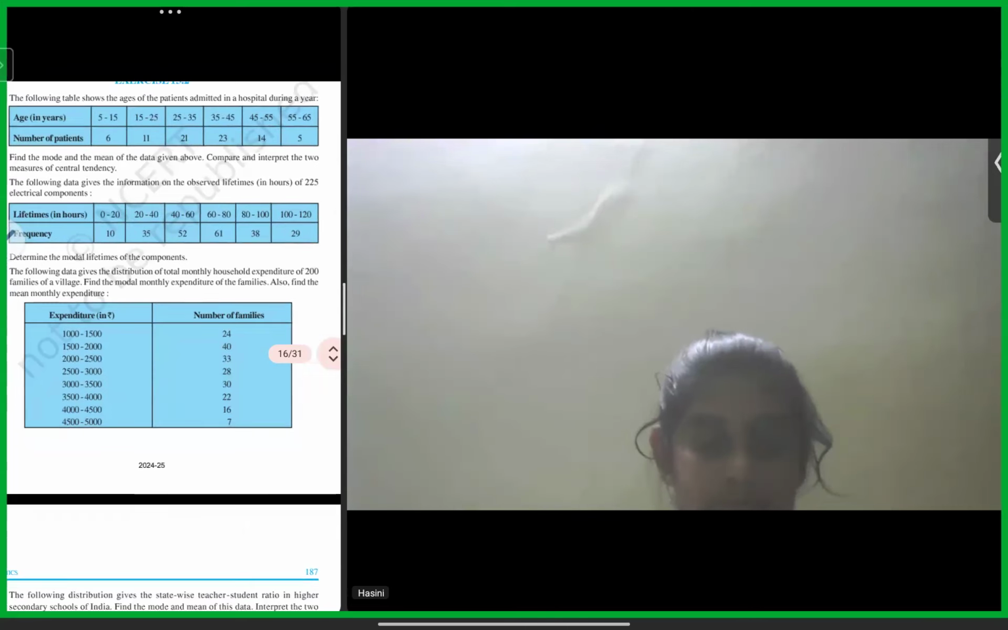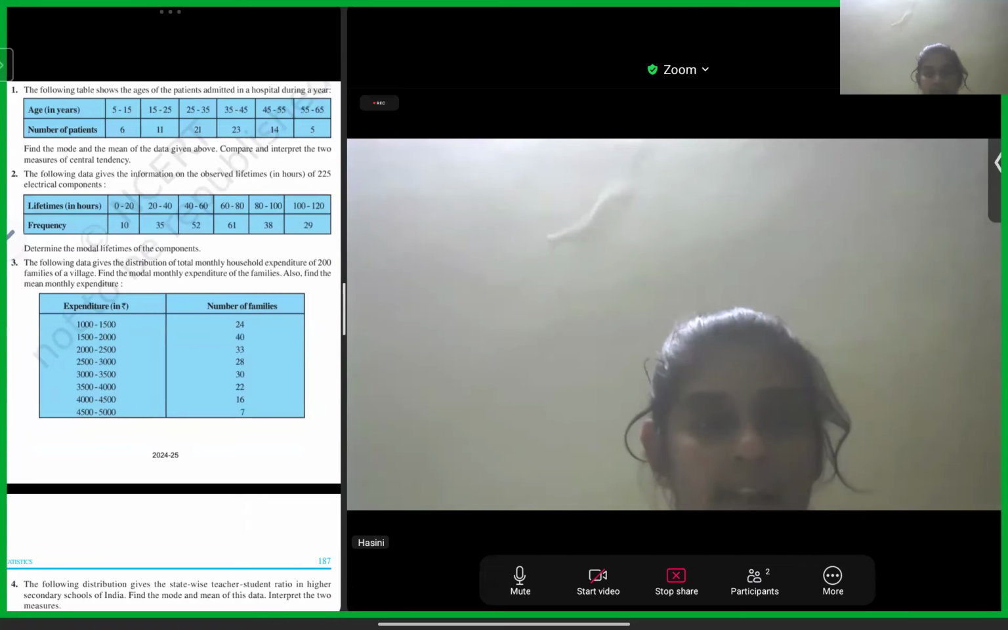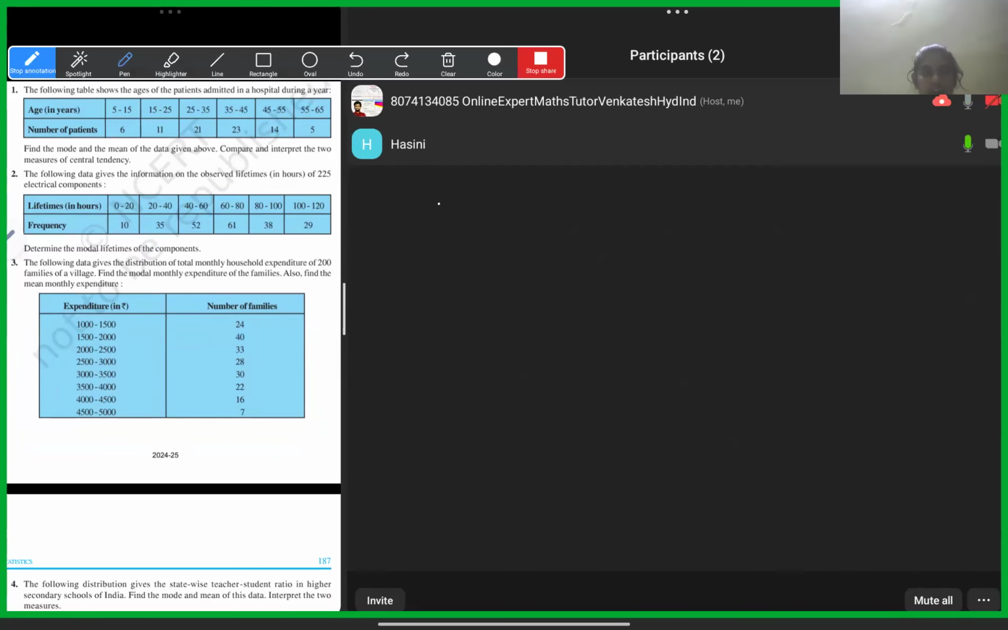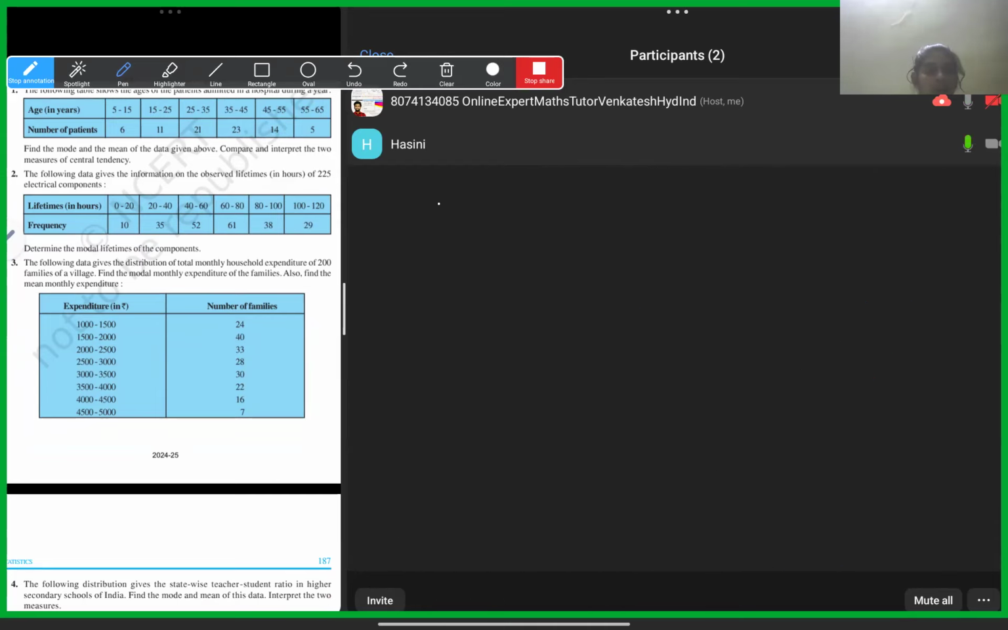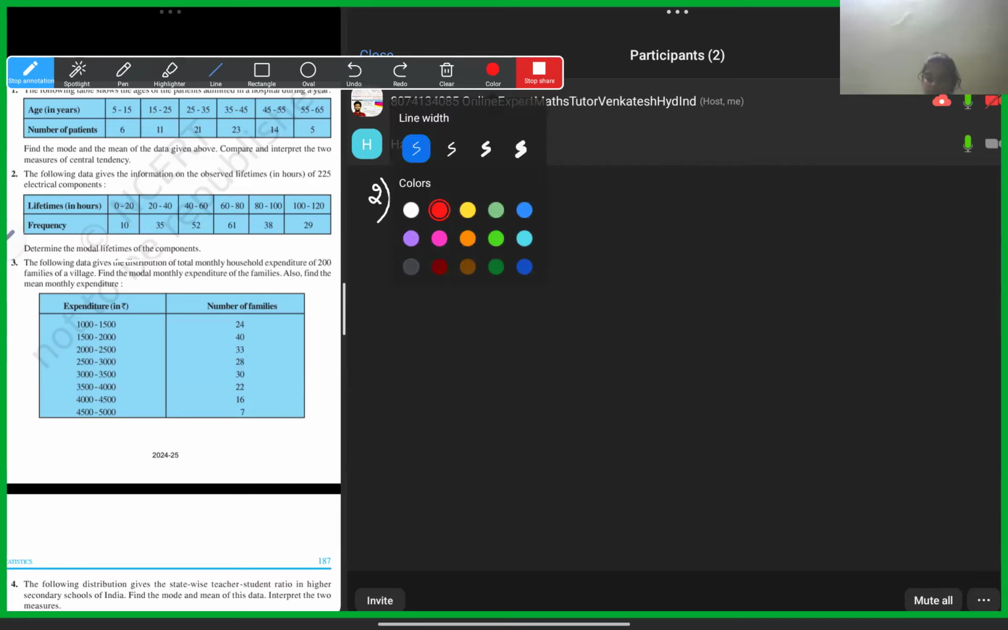Once you read the question, Hasni. The following data gives the information on the observed lifetime in hours of 225 electrical components. Determine the modal lifetime of the components. Yes, Hasni. So we can see, modal lifetime of the components. Means they're asking us again the same. Modal means it's the mode they're asking us to find out for the given data.